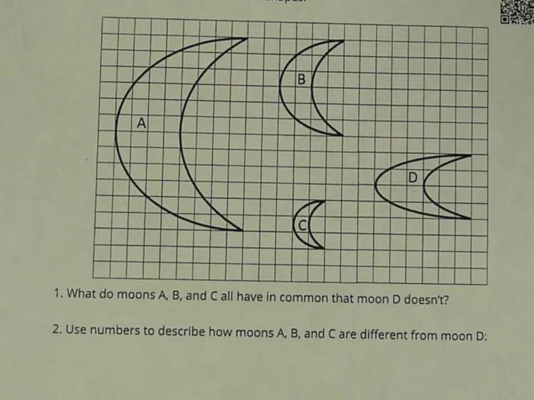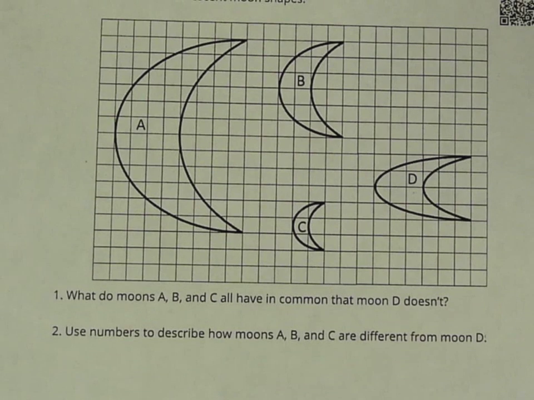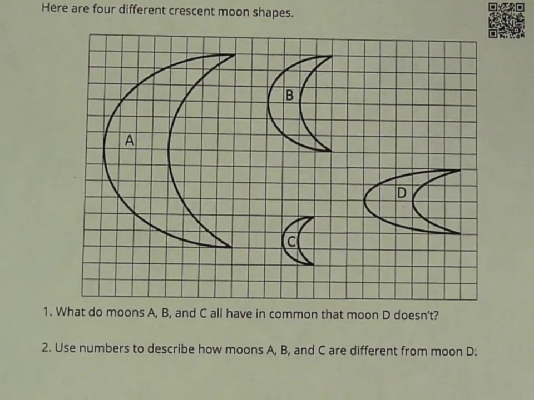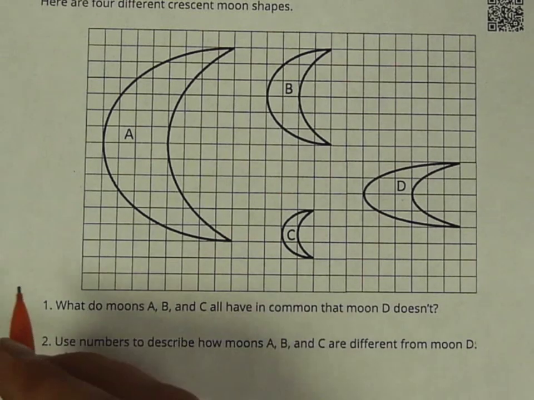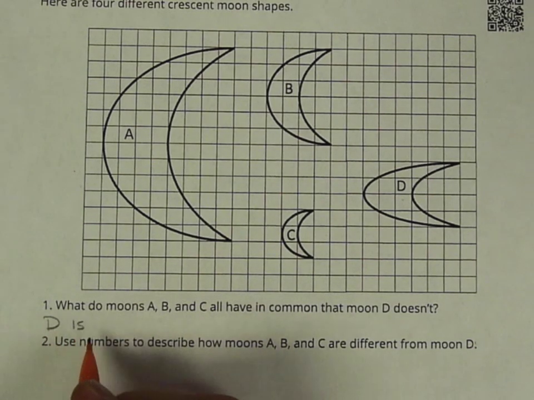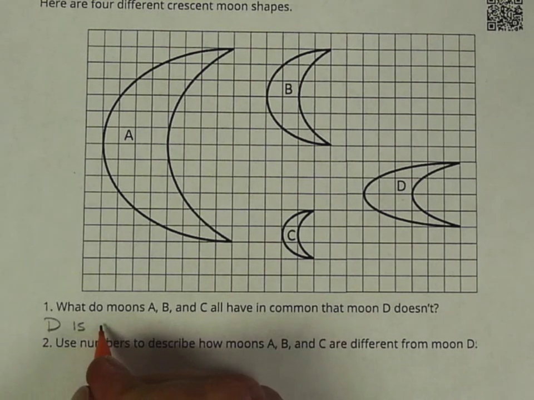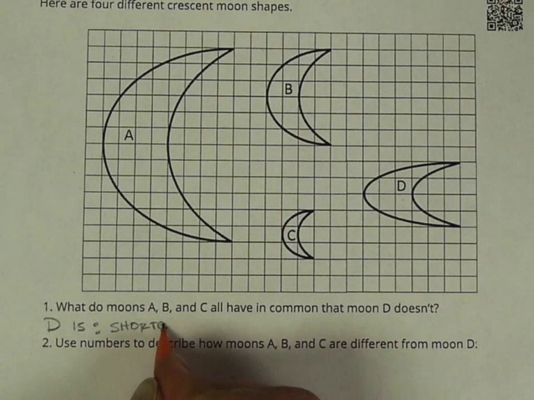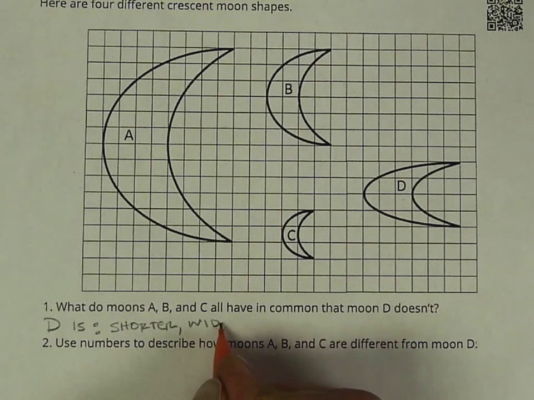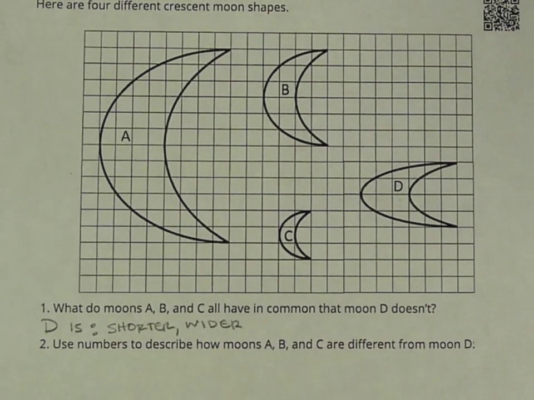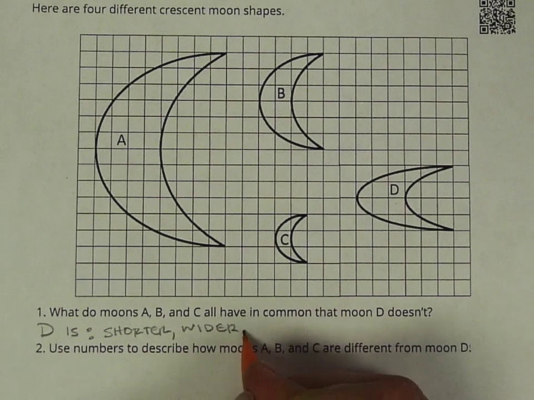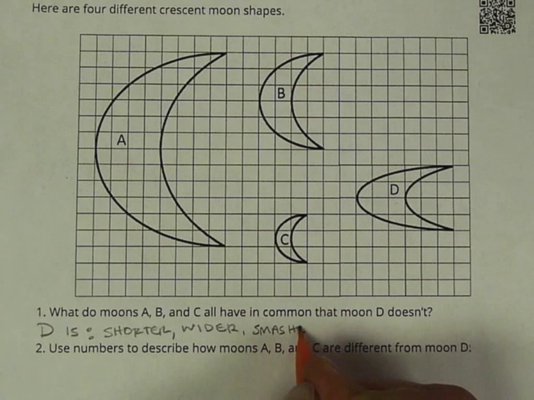What'd you say, Emma? I said that A, B, and C are all kind of tall and thin, but D's like longer. Yeah, so we could say that D is not tall and skinny, it's more like squished. So we would say D is, I'm going to use the term shorter and maybe wider. Okay. What else? Cloud, what'd you say? D looks like a car fell on it. Yeah, okay. So D is maybe smashed vertically.